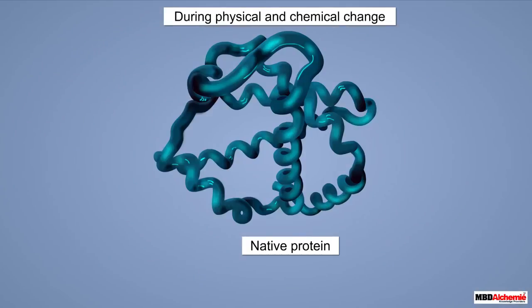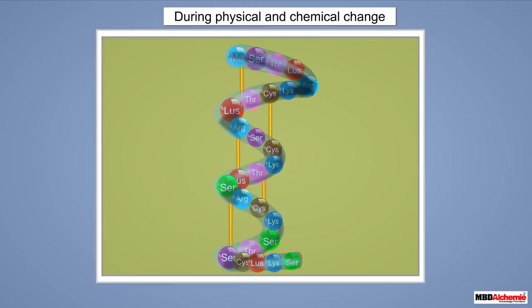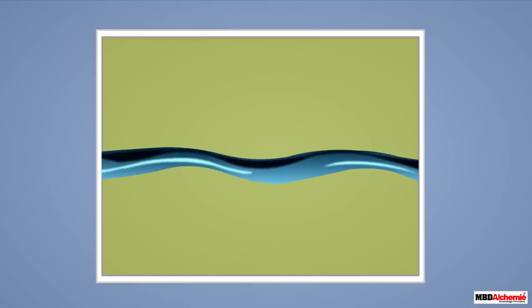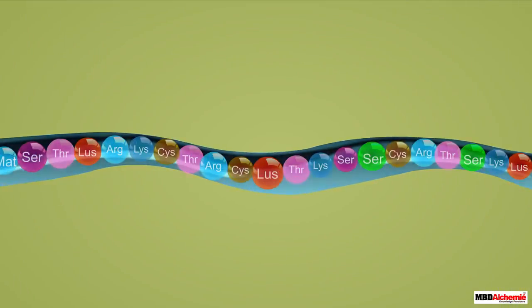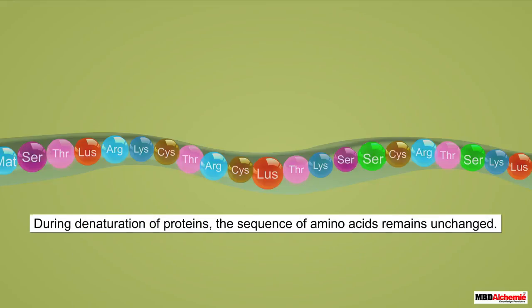However, if a native protein is subjected to physical or chemical changes such as temperature change or change in pH, the hydrogen bond gets disturbed, causing the shape of the protein to change. The protein unfolds and loses its biological activity. This is called denaturation of proteins. Interestingly, the primary structure of a protein remains unaltered even during denaturation. It means that the sequence of amino acids remains unchanged.